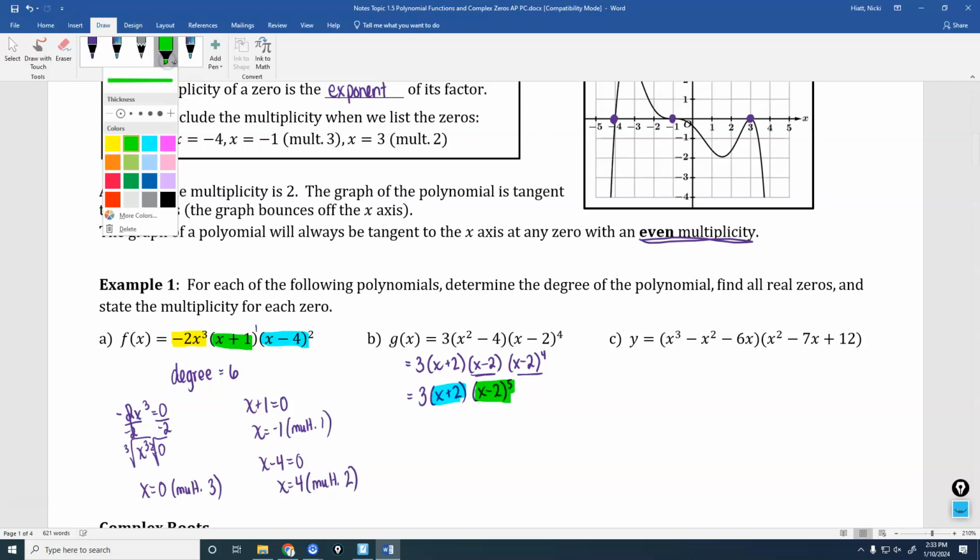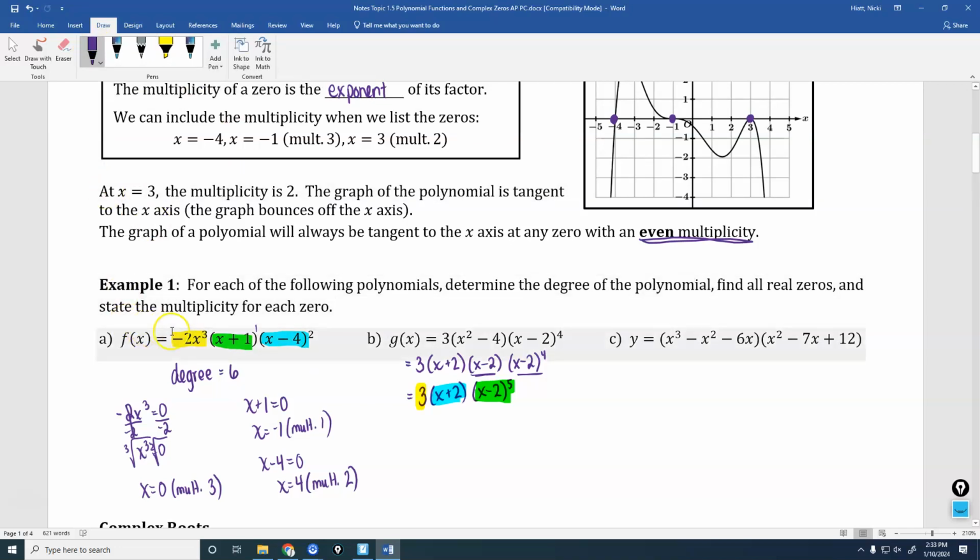Now, we could consider this 3 right here. However, that does not have a variable with it like we had over here for part A. So if I do say 3 equals 0, that's just not true. 3 does not equal 0. There's no variable there to solve for. So that 3 is just a coefficient. It does not affect what your zeros are going to be.